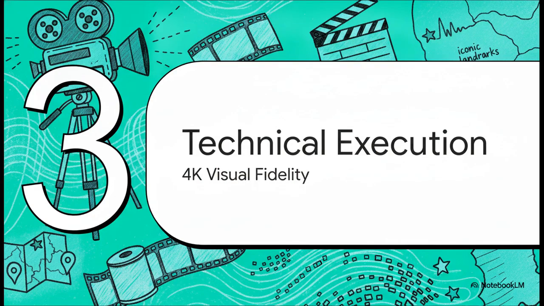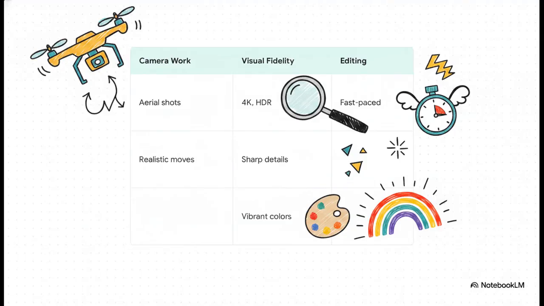All right, Section 3, technical execution and 4K visuals. Now, what's really interesting about this slide is how precise and demanding these visual instructions actually are when you categorize them. The prompt is not vague at all. Under camera work, it mandates aerial drone shots and realistic camera movement. For visual fidelity, it demands 4K visuals, HDR, sharp details, and vibrant colors. And for editing, to fit all this into 60 seconds, it explicitly requires fast-paced transitions. It is a highly rigorous technical checklist that literally leaves zero room for low-resolution or static, boring imagery.